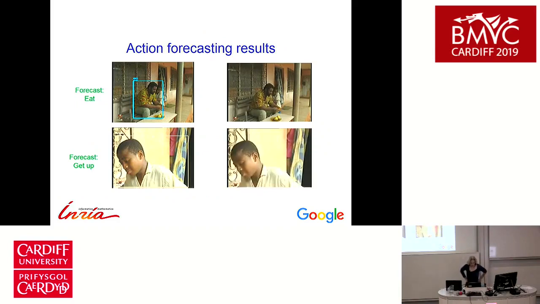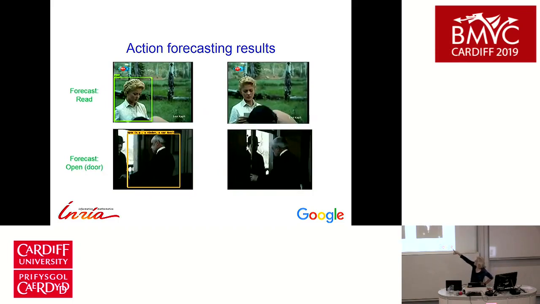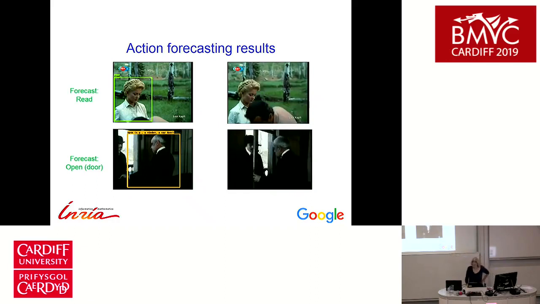And then here you can see the prediction. As input, we just see this frame on the left and the frames which were before. And then we predict correctly that the next step the person is doing is going to eat. And then here we predict that the boy will get up. Again, it's correct. And here, again, when we only see the left frame, we can see that she's going to read. Here, the person is going to open the door.